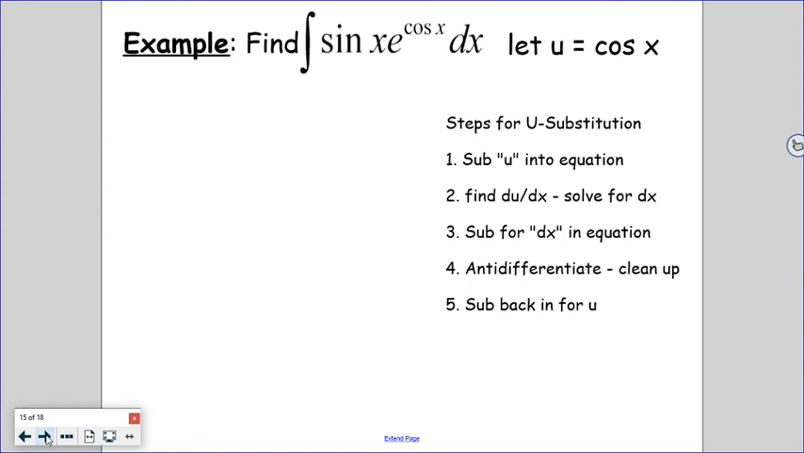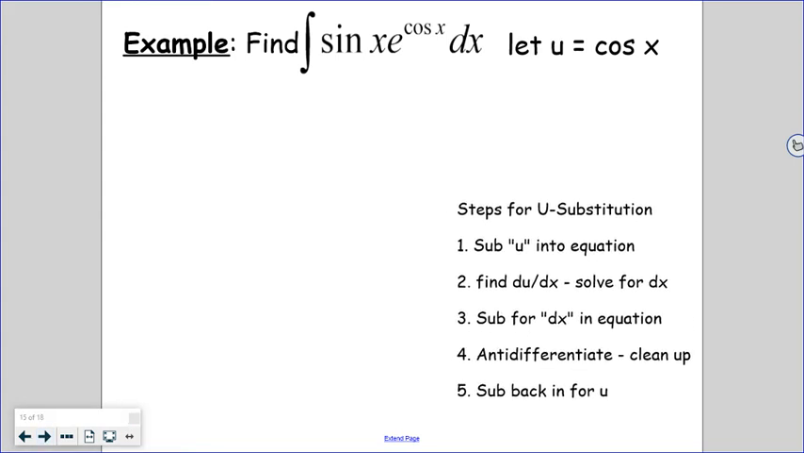Okay, so using our steps for u substitution. Step number 1, sub u into the equation. So as I look over here, it says u equals the cosine of x. So I come over to my original equation and I find where that function is. Cosine of x is located right there. I'm going to replace that with the letter u. I'm letting u hold the place for cosine of x. So my equation now is going to look like sine of x e to the u dx.